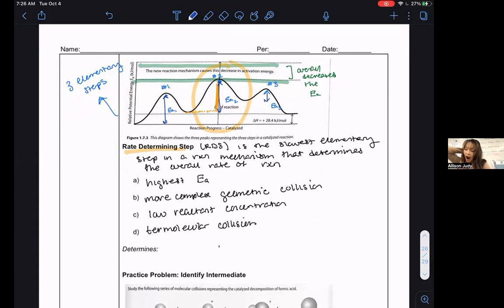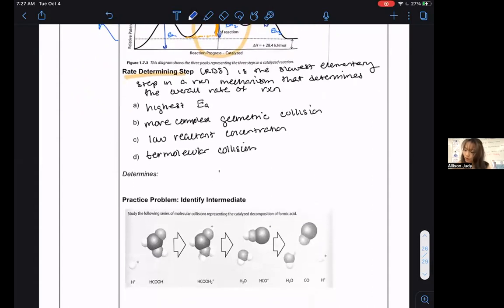So what we say is that the rate determining step, the RDS, activation energy, for the most part, is what determines or dictates the rate at which a reaction can occur.